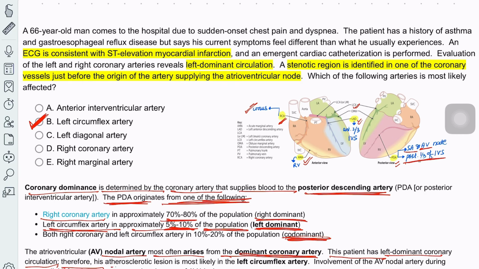Therefore, his atherosclerotic lesion is most likely in the left circumflex artery. Involvement of AV nodal artery during myocardial infarction can cause varying degrees of AV block. Initially bradycardia, then first degree heart block, then it progresses to further complicated third degree heart block.